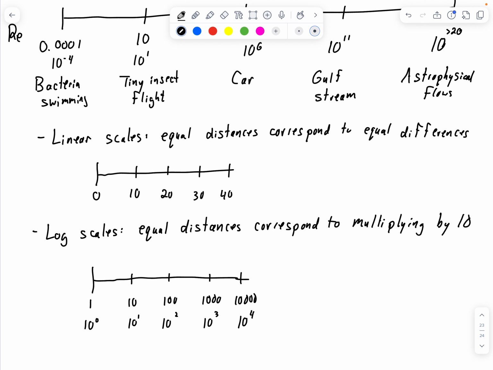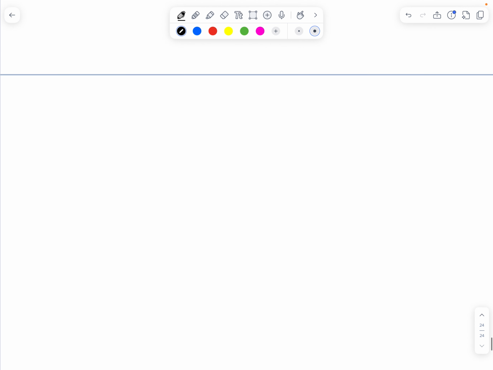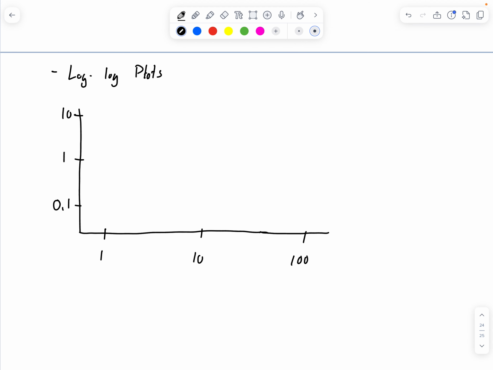Now, sometimes we'll have a plot on which both of the scales are log scales. And so we call those log-log plots. And I'll draw one for example here. So for example, on the x-axis, we might have 1 right here, 10 right here, and extending this a bit, maybe 100 right here. On the y-scale, we might have 0.1 here, 1 here, and 10 right here.